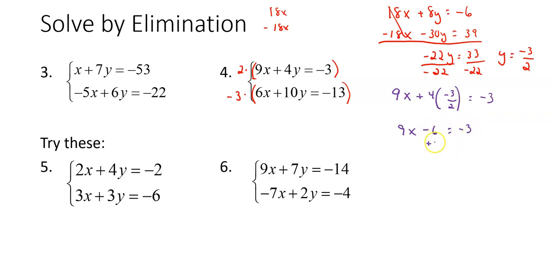Half of negative 12 is negative 6. When I add 6 to both sides, I get 9x equals 3. Divide both sides by 9. X equals 1/3. So it's a funky looking answer. X equals 1/3. Y equals negative 3/2. But there it is. That's my answer to the problem.